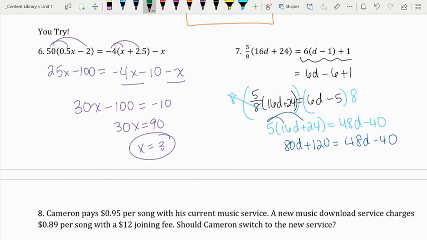If we move the d's to the left, we would get 32d. And if we subtract 120, we would end up with negative 160. And then when you divide 160 by 32, you get 5, a negative 5. So hopefully we got those ones right. If we didn't, hopefully we saw a way to get the correct answer. We're going to move on to a couple word problems.